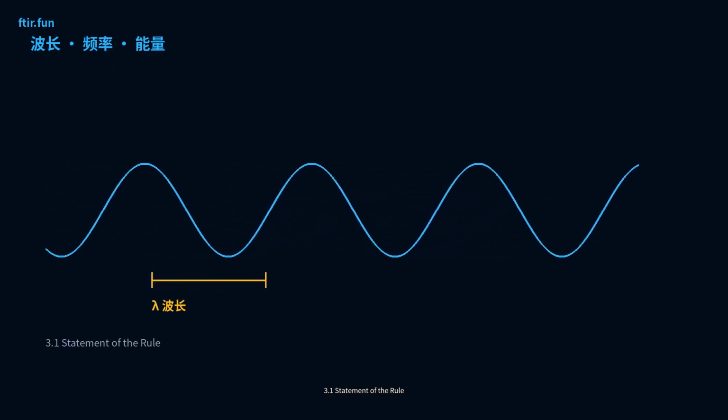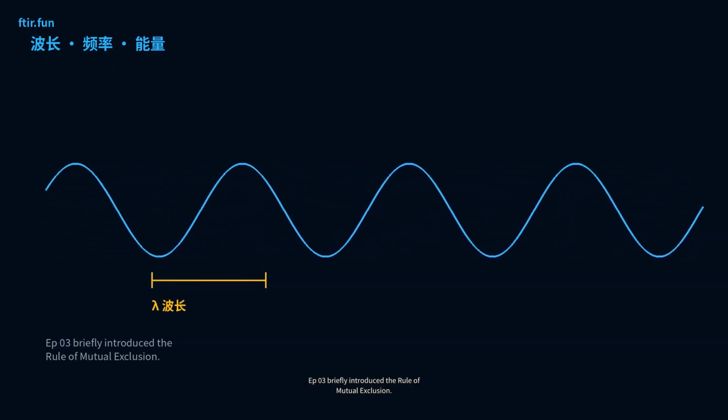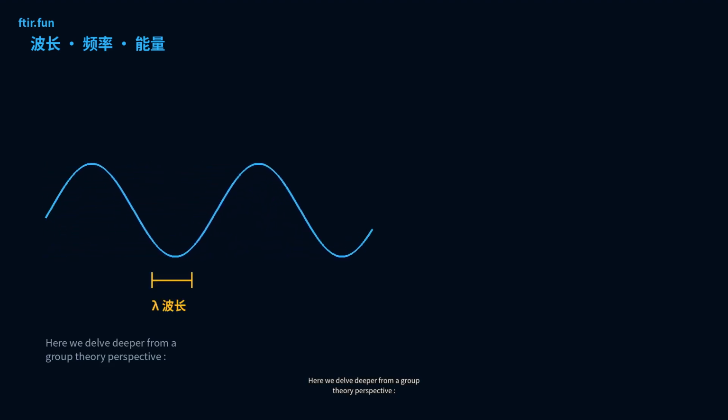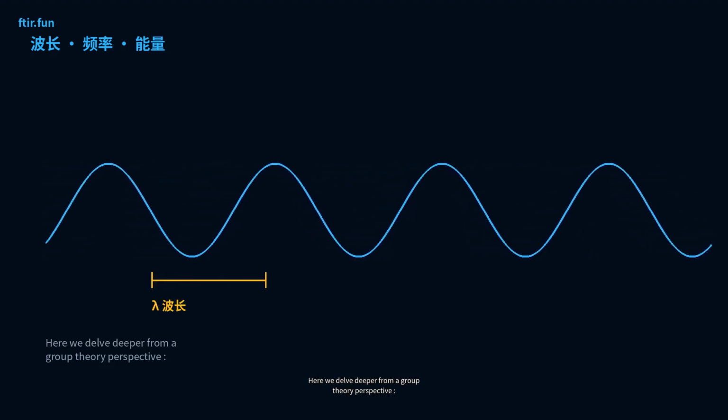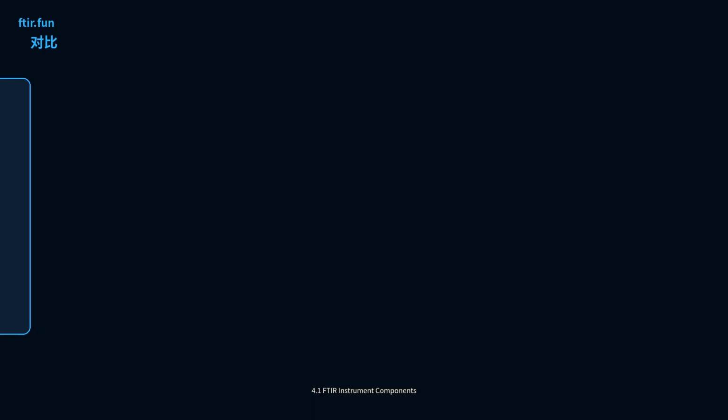3.1 Statement of the rule. Ep03 briefly introduced the rule of mutual exclusion. Here we delve deeper from a group theory perspective. Next, instrument comparison. Different weapons.